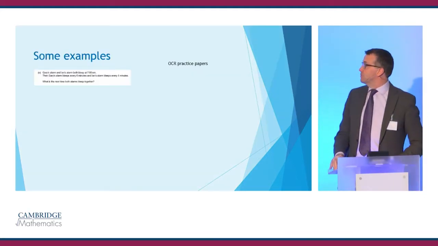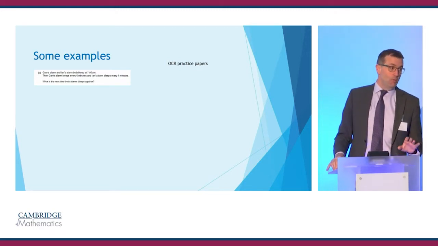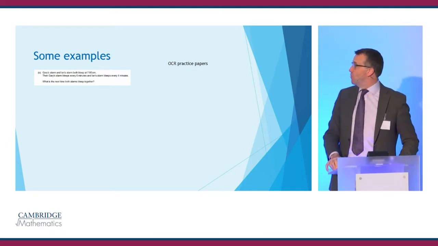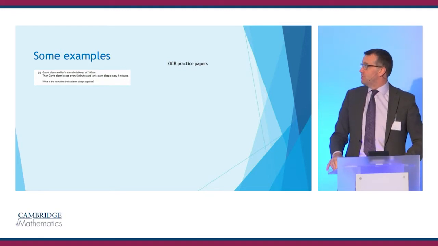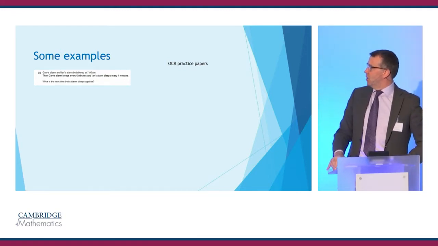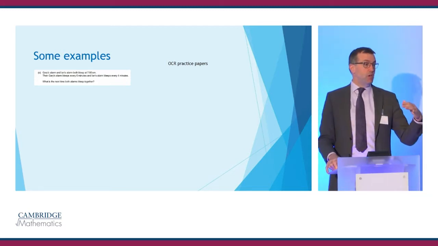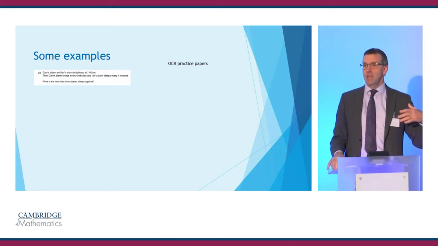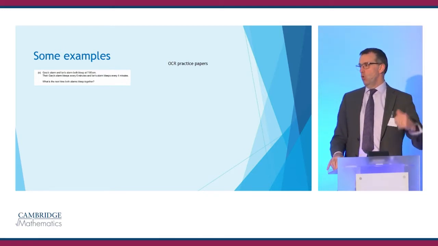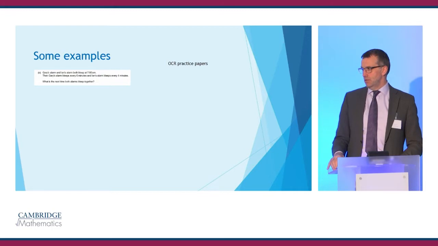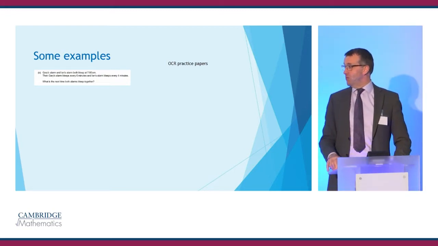So some examples. This is rather small, apologies. It got reformatted from my version. Gary's alarm and Ian's alarm both bleep at 7:50. Then Gary's alarm bleeps every 6 minutes and Ian's alarm bleeps every 4 minutes. What's the next time both alarms bleep together? This is a foundation tier question off the practice papers, and this has a mark for connecting mathematics. I'm not going to tell you what that is. You can reflect on that.